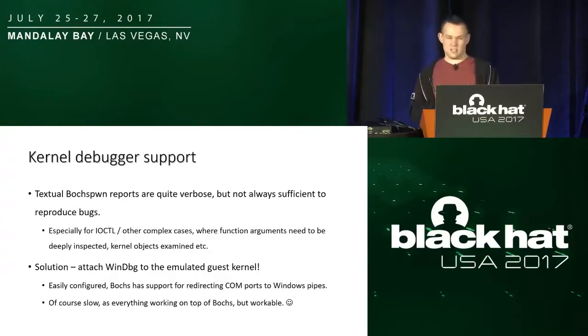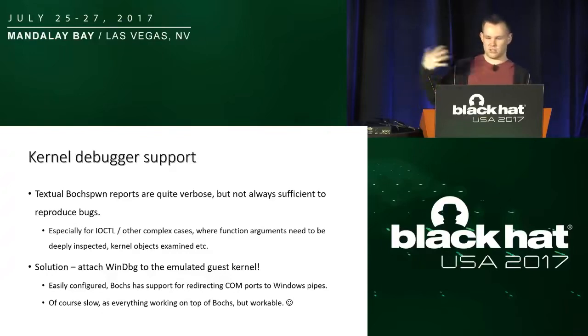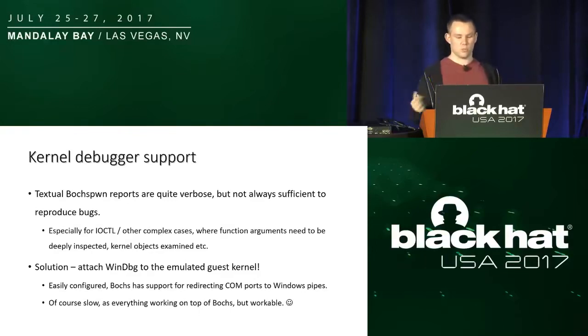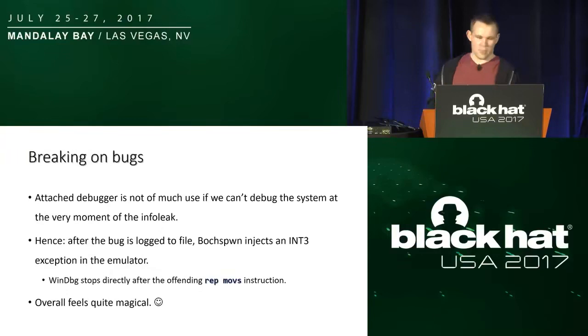So it's not very convenient in that case to try to analyze the bug based just on the single Bochspwn report. So as I mentioned before, what I wanted to do is to be able to attach WinDbg to the emulated guest kernel. And this is not a very big problem because Bochs actually supports redirecting COM ports to Windows pipes, so we can just enable kernel debugging in the guest system and then attach WinDbg to it from outside. Of course, this is very, very slow. If you try to attach WinDbg, it takes maybe 5 minutes for it to fully initialize and provide you with the interactive shell, but it's still workable for our purposes.